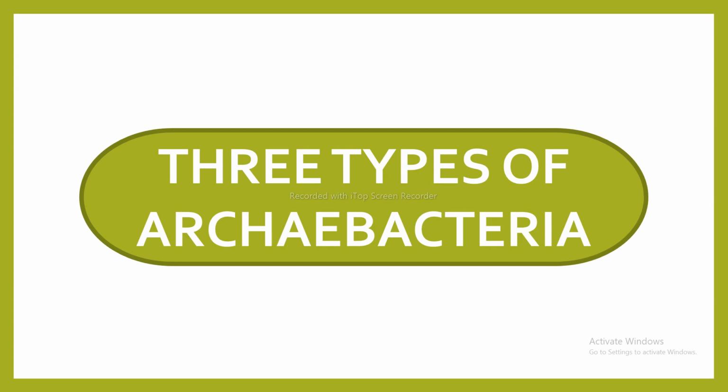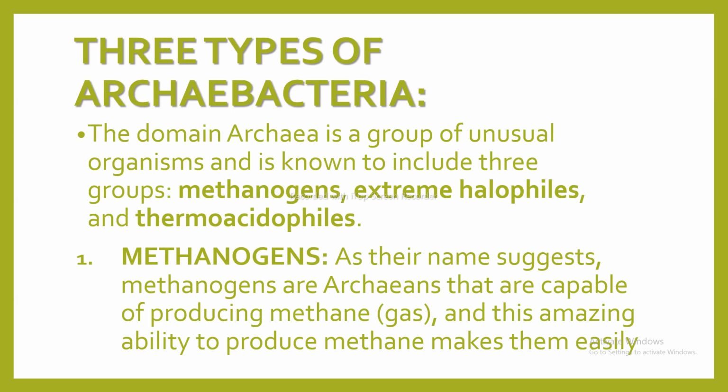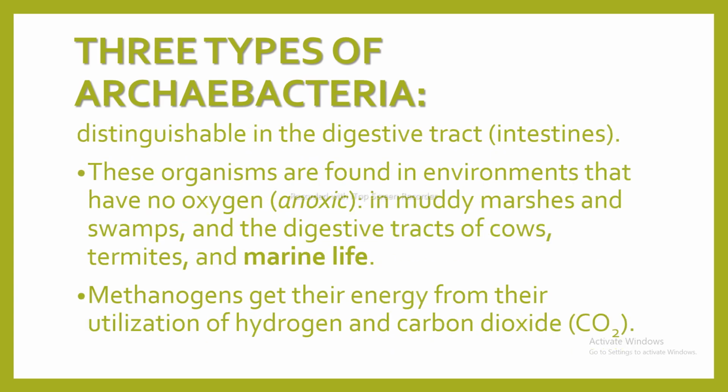Next I am going to discuss the three types of Archaebacteria. The domain Archaea is a group of unusual organisms and is known to include three groups, which are methanogens, extreme halophiles, and thermoacidophiles. First I am going to discuss the methanogens. As their name suggests, methanogens are archaeans that are capable of producing methane gas. This amazing ability to produce methane makes them easily distinguishable in the digestive tract. These organisms are found in environments that have no oxygen, like anoxic, muddy marshes and swamps, and the digestive tracts of cows, termites and marine life.